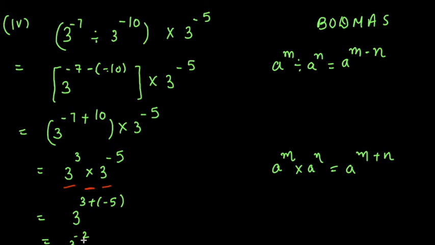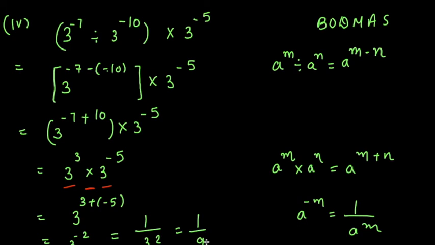I cannot leave my answer here because as per the question we have to leave the answers in positive exponents. So I will again use a raised to the power minus m, which can be written as this. So this becomes 1 upon 3 square, which gives me 1 upon 9.